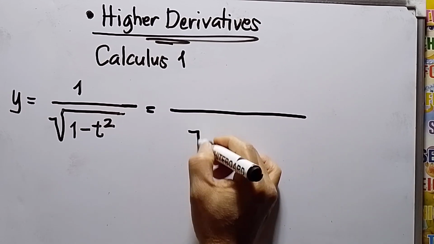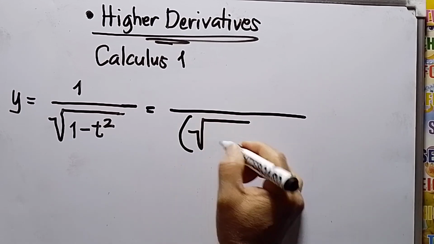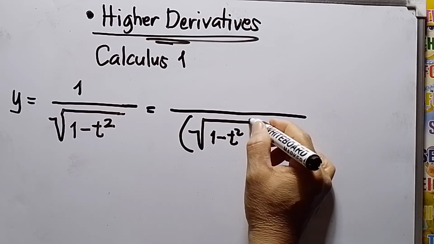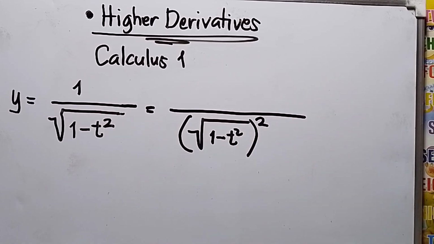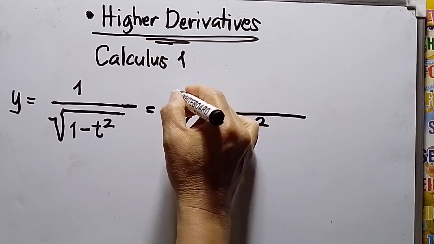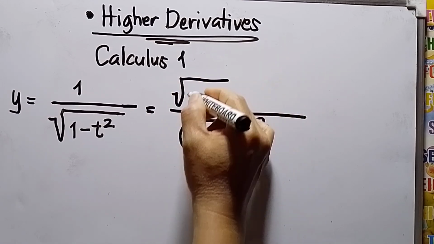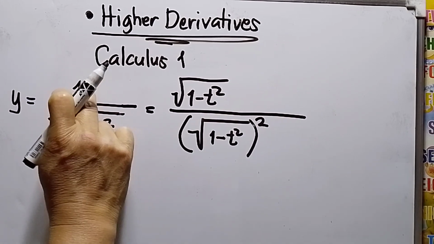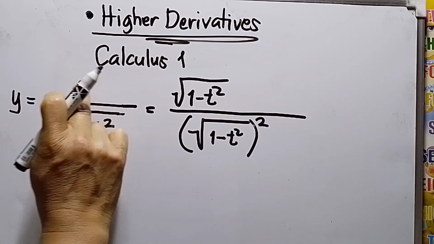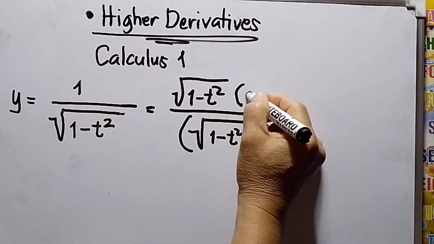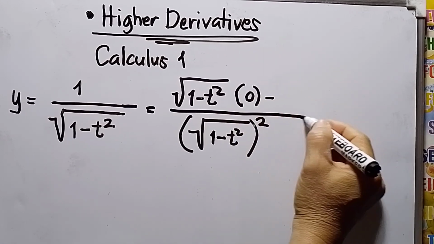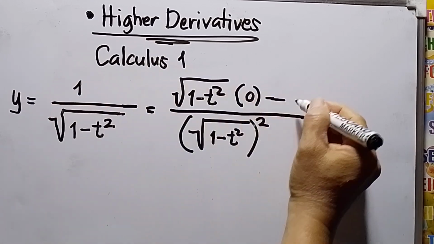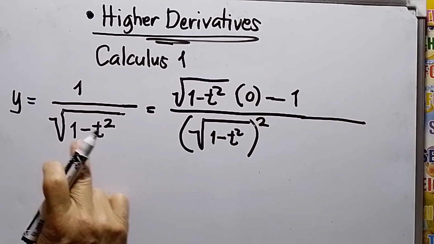So I need to square the denominator. This is my simple formula: 1 minus t squared, and then the denominator must be squared. And then I need to copy the denominator, square root of 1 minus t squared, and the derivative of this numerator. Derivative of a number is 0. Then minus: copy the numerator, differentiate the denominator.